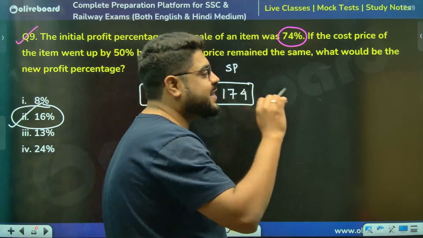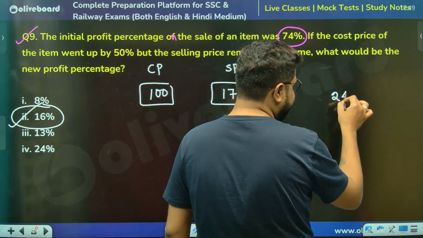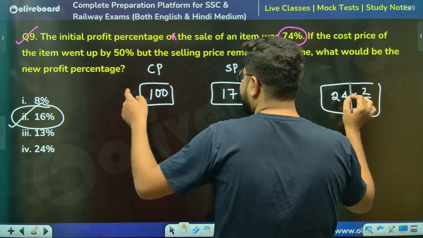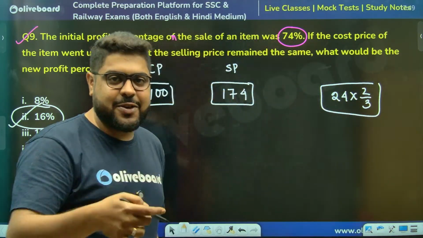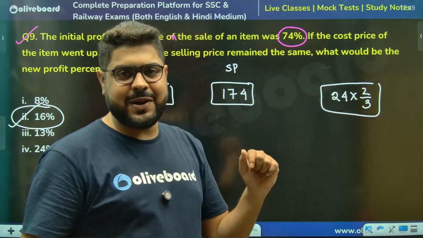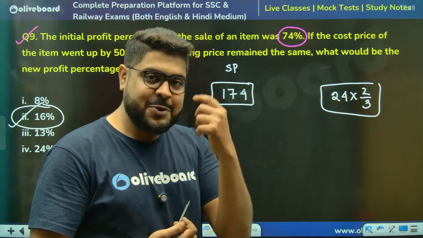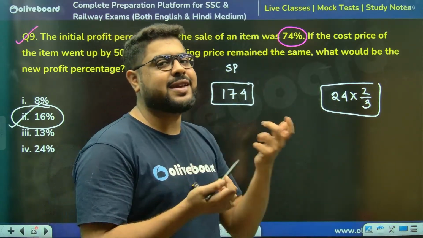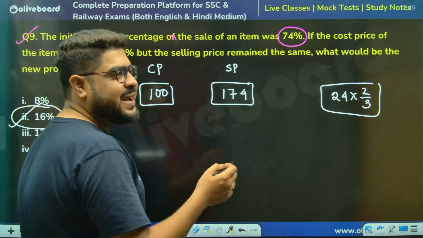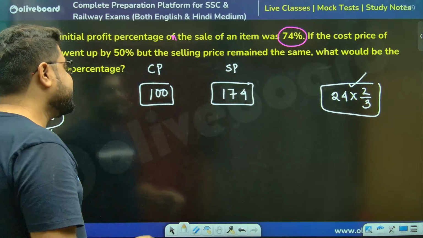So actually the answer will be, you see the shortest way to think, 24 rupee difference into 2 by 3. Why? Because the CP has gone up by 3 by 2. 50% more means 3 by 2, na. So division by 3 by 2 means multiplication by 2 by 3. If you are thinking the way I'm thinking, then this is the direct way, a one liner.